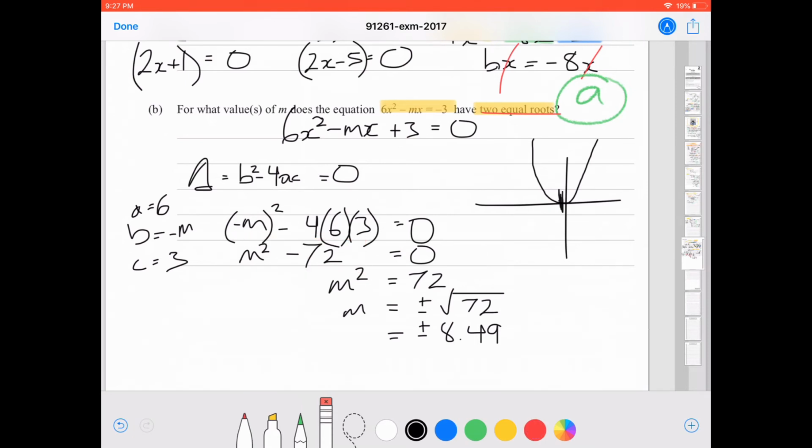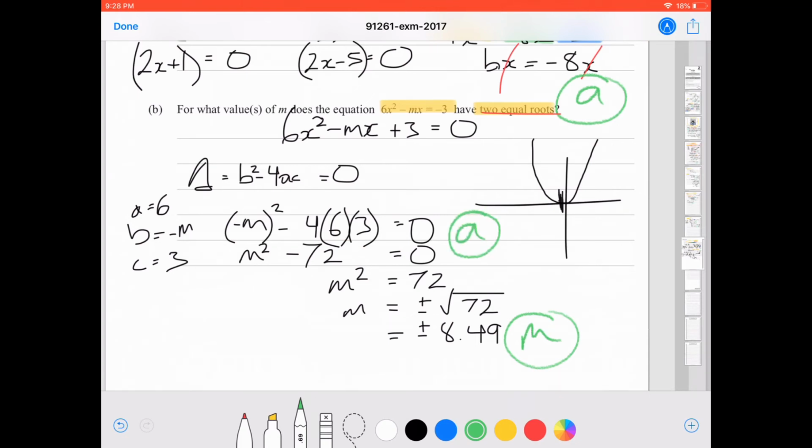Okay, now is this our final solution? Yep, looks like correct values for m, plus or minus 8.49 gets you the merit grade here. You achieved correct substitution into the discriminant and set to 0. So this step here gets you an achieved.